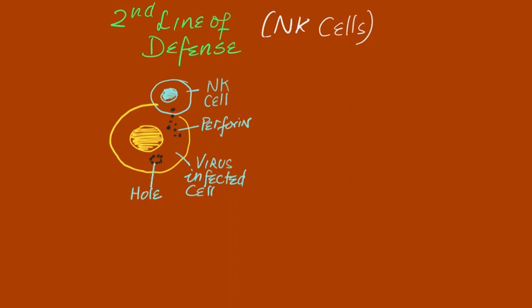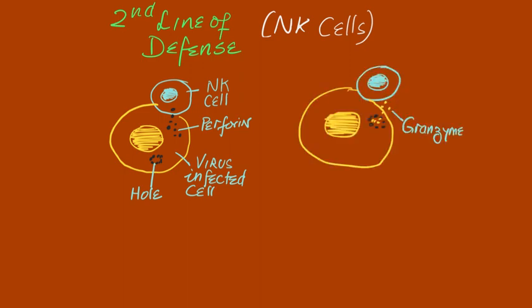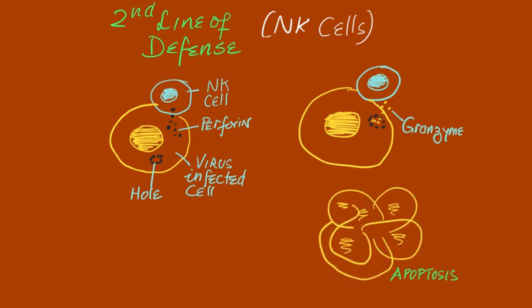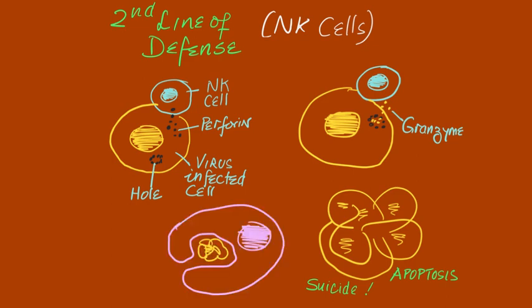This hole is then used to introduce an enzyme called granzyme. So the NK cell releases granzyme. The granzyme then induces the enemy cell, or the virus infected cell, to undergo apoptosis or suicide. The remains of the virus infected cell are then cleaned up via phagocytosis. Here is a macrophage that is cleaning up the remains of the virus infected cell.